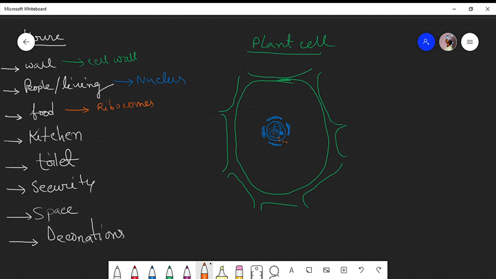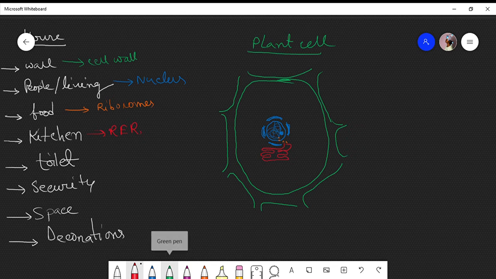We can't eat this ribosome, okay? The plant can't use this ribosome. We need to take it and cook it. So in the kitchen, for the kitchen, we have the rough endoplasmic reticulum, or RER. So that's the RER, or the rough endoplasmic reticulum, for food production.